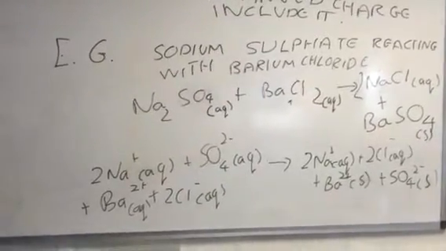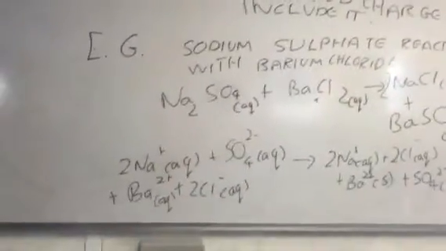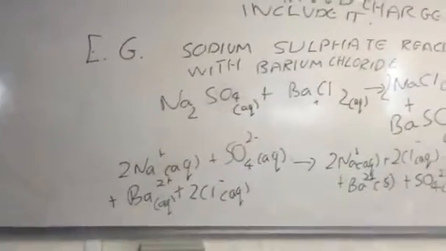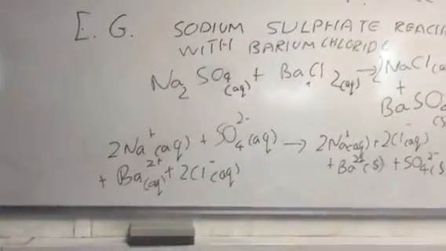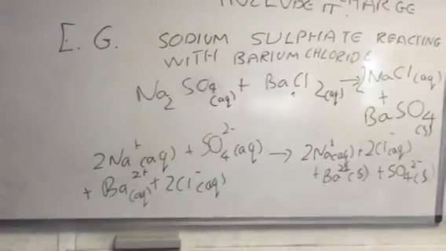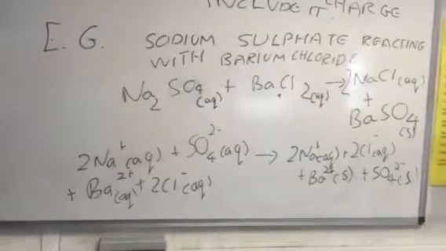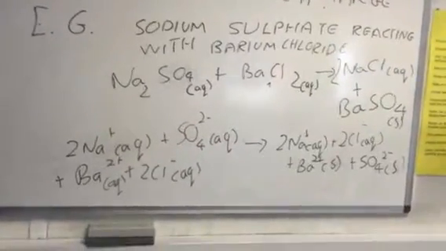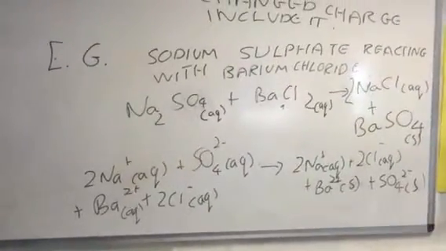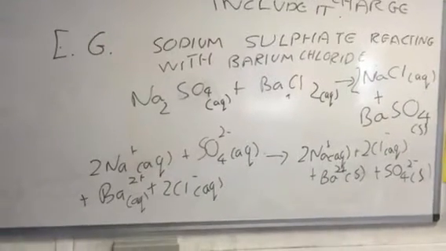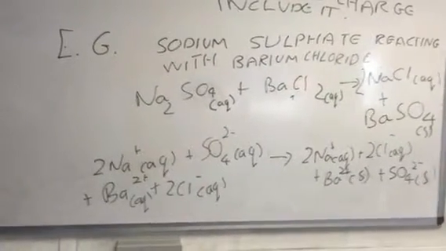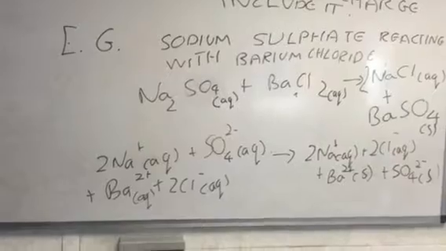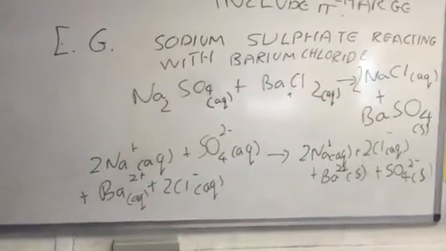So all I do is split those ionic compounds into their constituent ions. Sodium sulfate would become 2 sodium ions and a sulfate ion. Barium chloride would become a barium ion and 2 chloride ions. Sodium chloride, remember I've got 2 moles of my sodium chloride, so it would become 2 sodium ions and 2 chloride ions. And barium sulfate would become a barium ion and a sulfate ion.